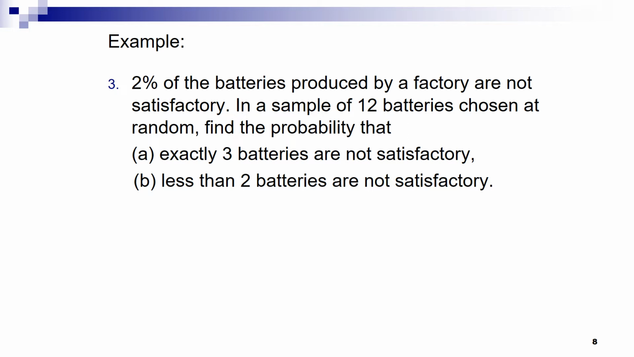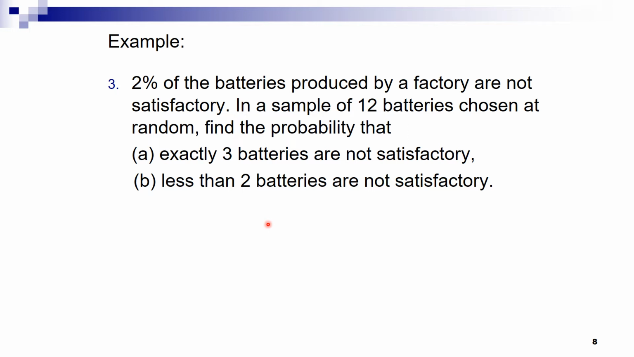Example 3. 2% of the batteries produced by a factory are not satisfactory. In a sample of 12 batteries chosen at random, find the probability that exactly 3 batteries are not satisfactory, and find the probability that less than 2 batteries are not satisfactory.